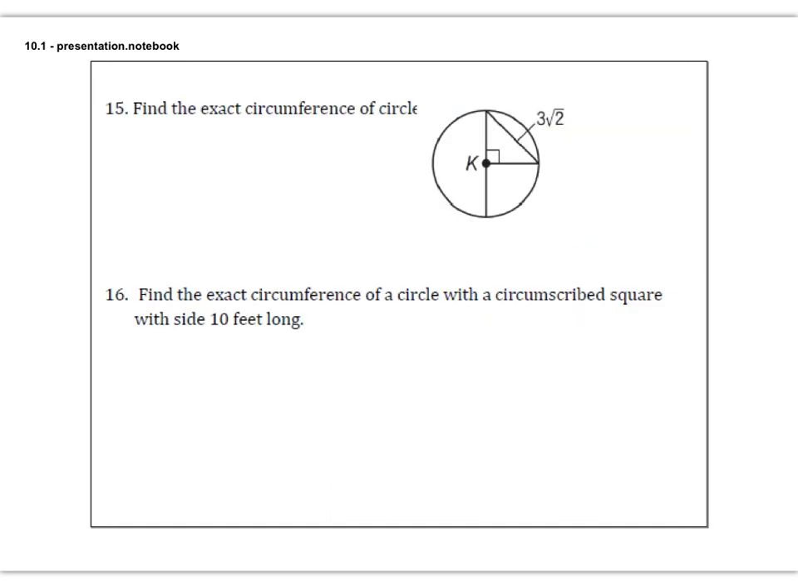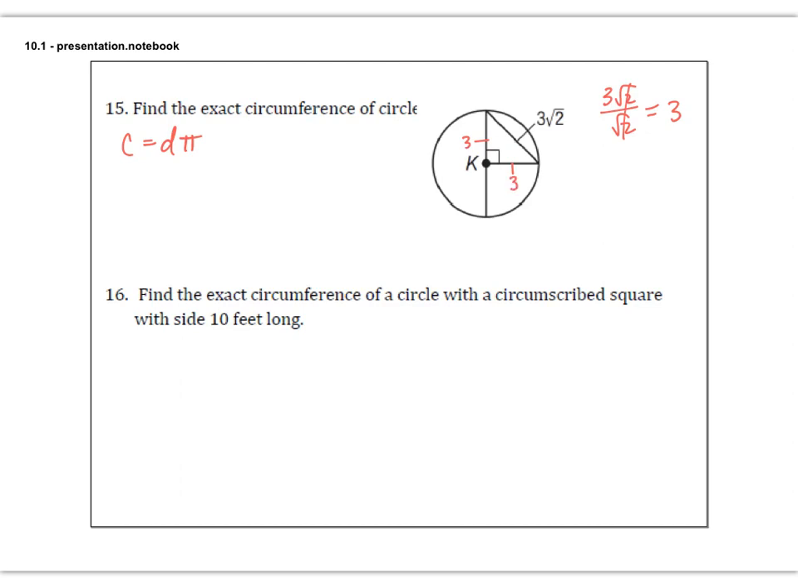Let's try another one. Find the exact circumference of this circle. Remember, circumference is diameter times pi. We need to figure out what the diameter is. In this case, we have 2 radii that are part of a triangle. So these 2 sides are the same length, which means we end up with a 45, 45, 90 triangle again. So to find one of the legs, we could take 3 root 2 and divide by root 2 and get 3. Both of those would be 3.